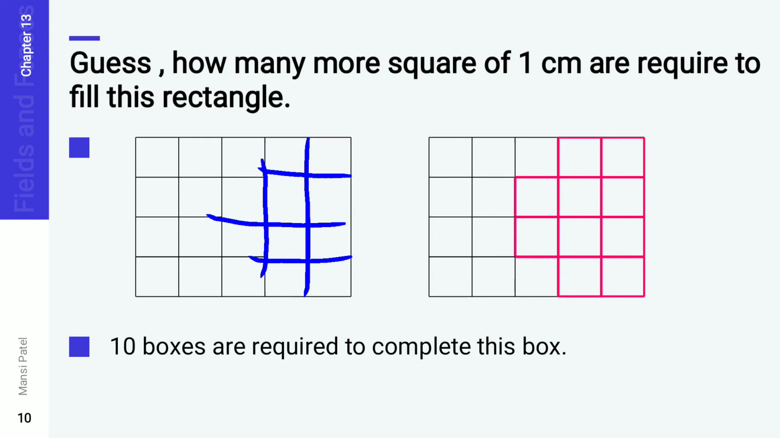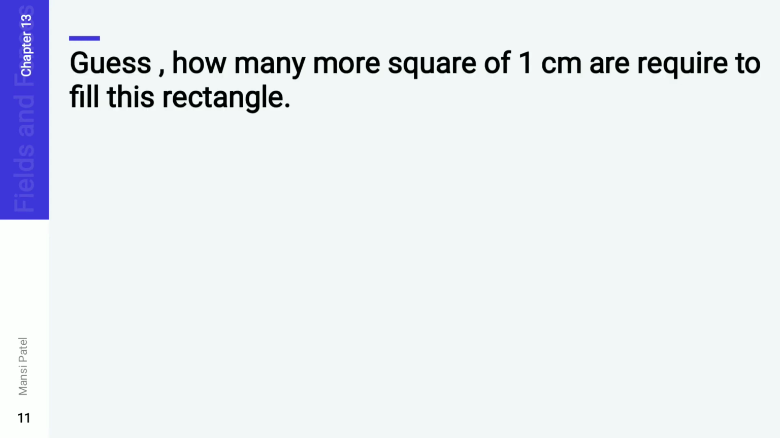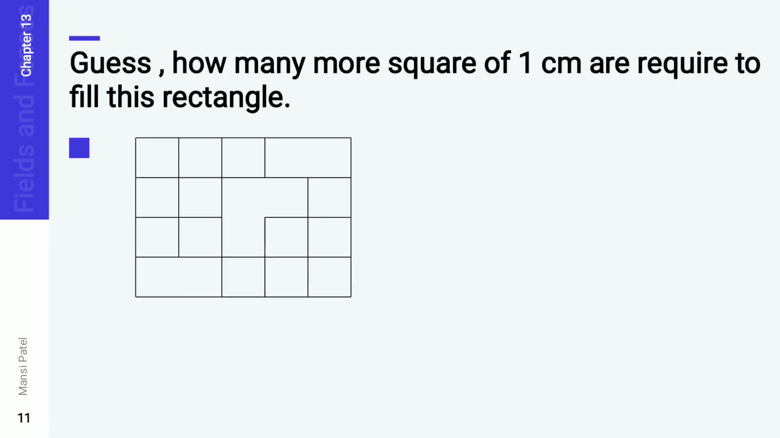Let us see one another thing. In this also I am giving one whole rectangle to you and you have to complete it. If you want to complete this rectangle, then how many more squares are needed? So first you have to complete it. Here two boxes are needed. Then again here it is 2. So here it is 1 and then again 2. So now do the addition.